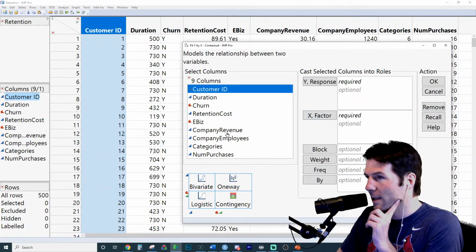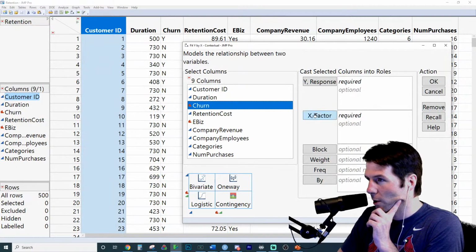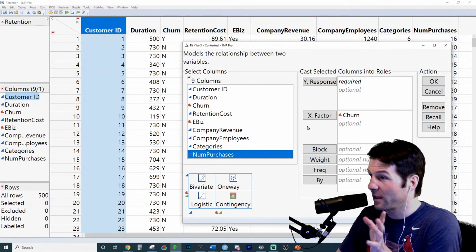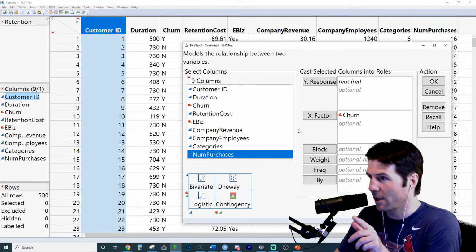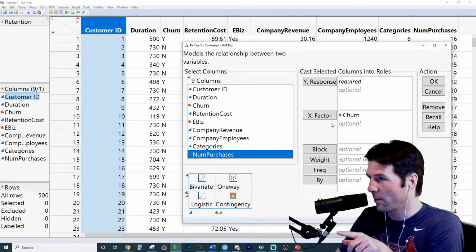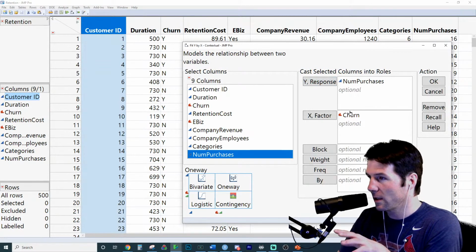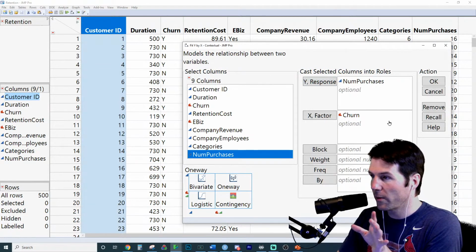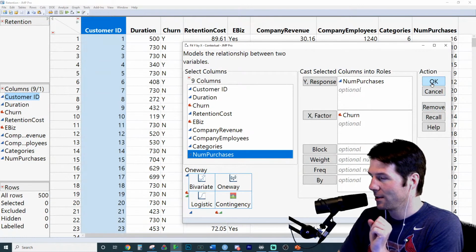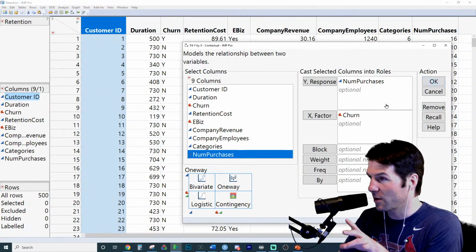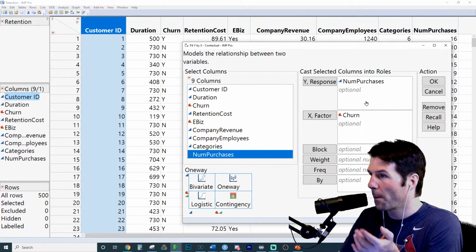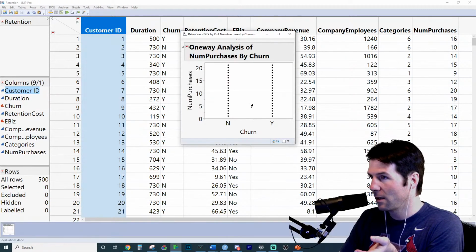So we want to look at, do people who churn, and that means they leave their contract, make more or less purchases than the people who do not churn? So we're going to look at the number of purchases versus whether or not people leave their contract. So we have right here, did someone leave their contract? Yes or no. That's what churn means. And then the number of purchases they made.